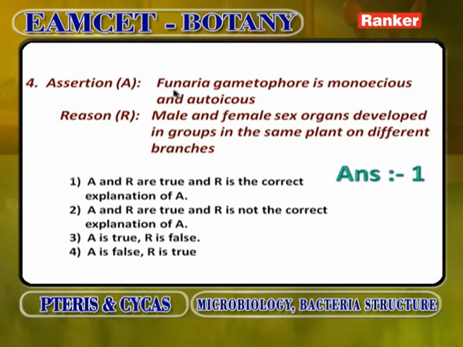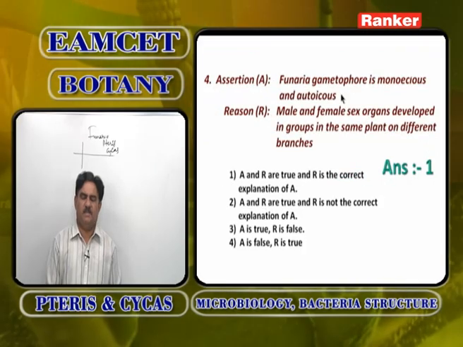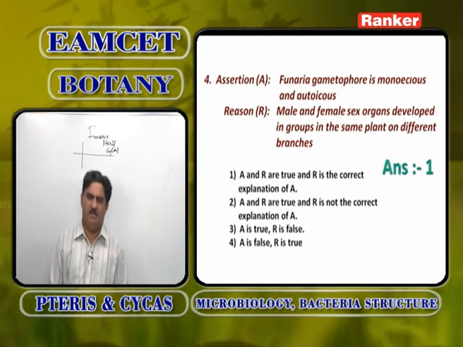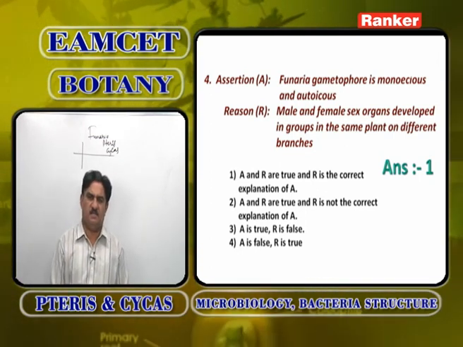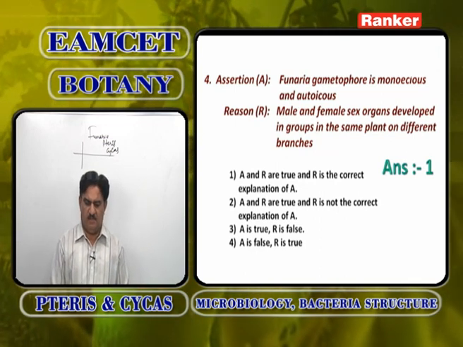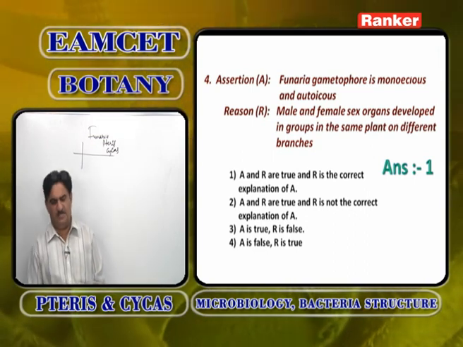This is an assertion reasoning question. Funaria gametophore is monoecious and autoecious. Monoecious means both male and female reproductive structures are present in the same plant. Autoecious means both male and female reproductive structures are present on different portions of the same plant. That means the male reproductive structures, antheridia, are present at the tip of the main axis. The female reproductive structures, archegonia, are present at the tip of lateral branches. So Funaria gametophore is monoecious and autoecious.